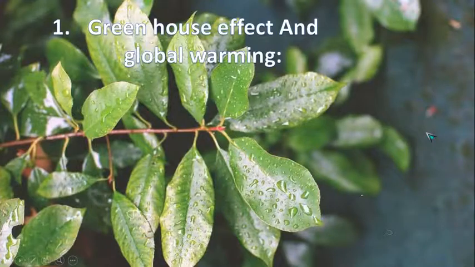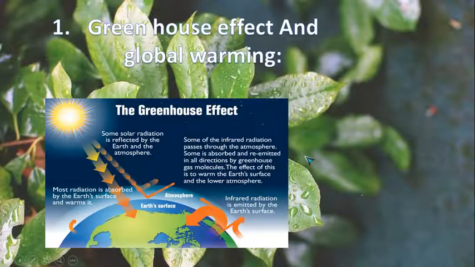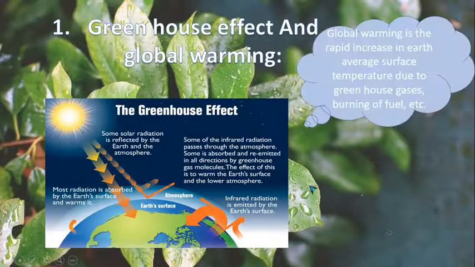Greenhouse effect and global warming. Some solar radiation is reflected by the earth and the atmosphere. Some of the infrared radiation passes through the atmosphere. Some is absorbed and re-emitted in all directions by greenhouse gas molecules. The effect of this is to warm the earth's surface and the lower atmosphere. Infrared radiation is emitted by the earth's surface.